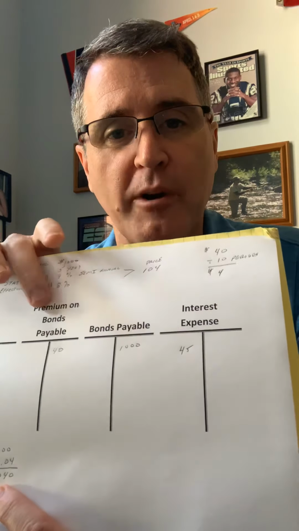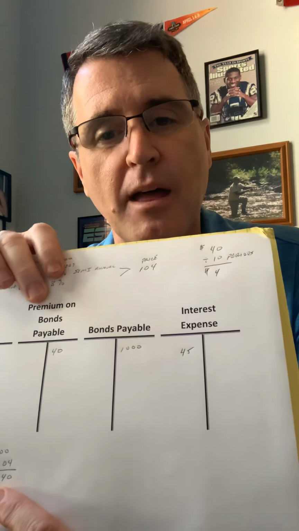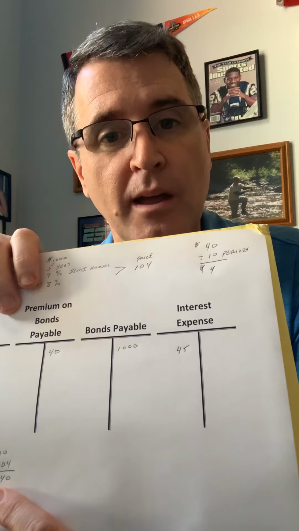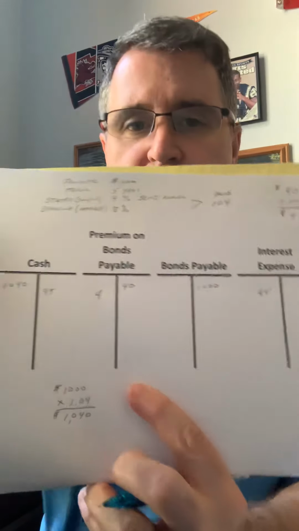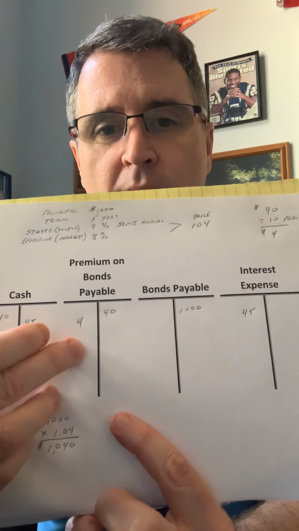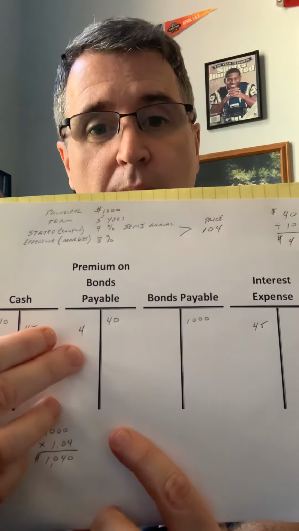So I've got a $40 credit. How would I draw down a credit balance? In order to draw it down, I'd need to debit it, wouldn't I? So I'm going to go ahead and debit $4 to the premium account. Debit $4 to the premium account, okay? That's how I'm going to draw it down. Now with every debit, what do I need? I need a credit. That credit is going to go to interest expense.